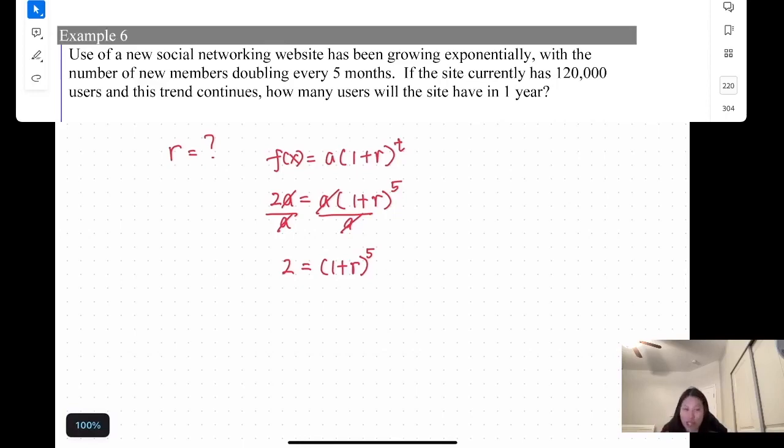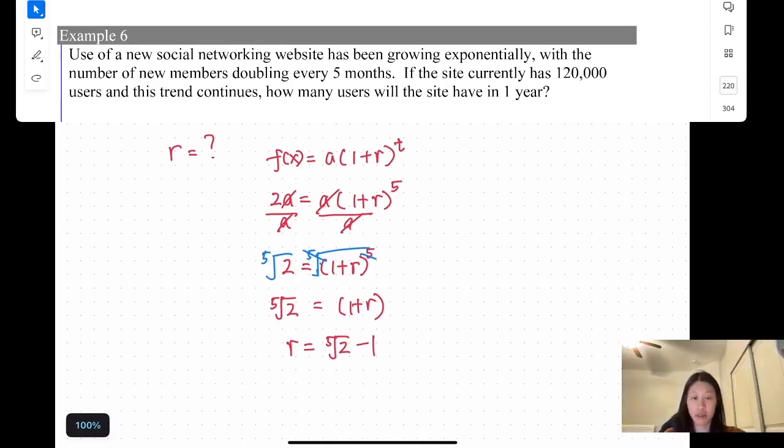Don't learn something new and forget something old, okay? So to do that, we can take the fifth root on both sides, so that we can cancel the power. So I have the fifth root of 2 equals 1 plus r. So r is equal to the fifth root of 2 minus 1. I subtract 1 on both sides.